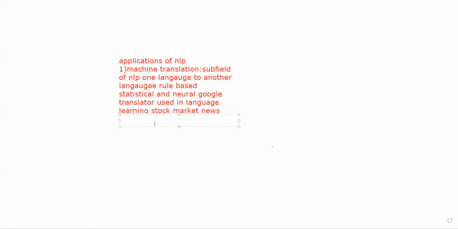Machine translation approaches. Types of machine translation approaches. First is the rule-based technique.